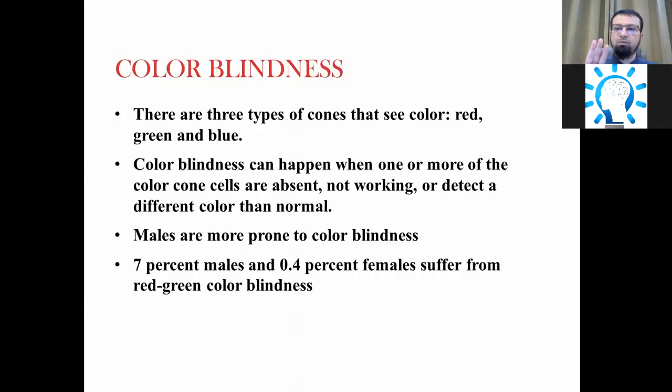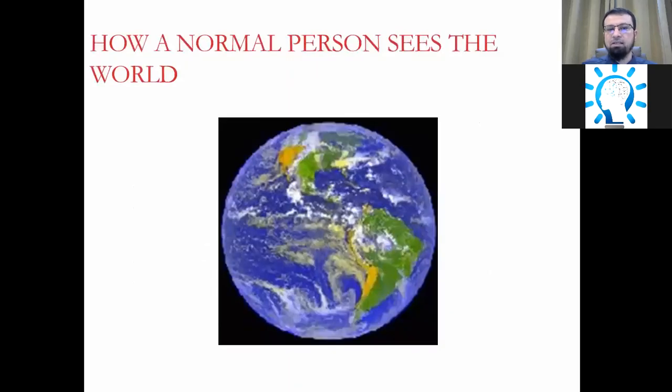There are, as we said, 3 types of cones in the eye itself. The cones are responsible for close vision, and they are responsible for identifying the color. So if 1 or 2 of these types of cones, because there are 3 types, are absent, the patient will not be able to identify red, or maybe green, or maybe blue, or red and green. It's more in males than females, and it is 7% in males and 0.4% in females who suffer from red and green color blindness.